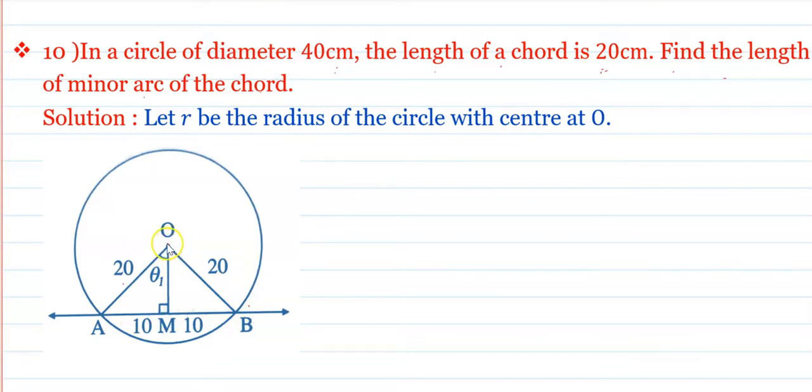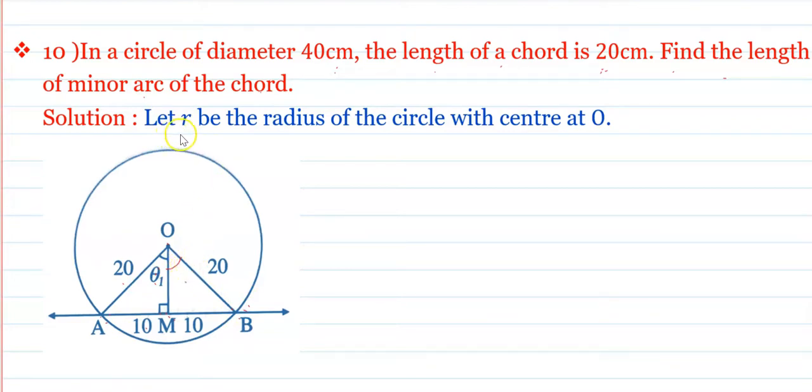Draw the perpendicular from the center on this chord. That is AM is equal to MB. That is AM is 10 and MB is also 10. Again, the measure of this angle theta 1 is 30 degree, because by using the sine, sine of theta 1 is equal to 10 upon 20. Then you will get sine theta 1 is equal to 1 upon 2. It's clear that measure of this angle theta 1 is 30, and here is also 30 degree, 30 plus 30. Therefore, the measure of angle AOB is equal to 60 degree. We know the radius as well as the angle, that is 60 degree.